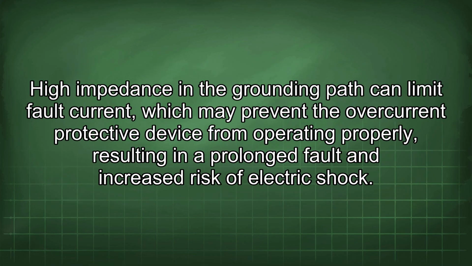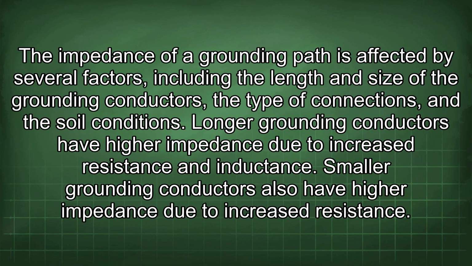High impedance in the grounding path can limit fault current, which may prevent the overcurrent protective device from operating properly, resulting in a prolonged fault and increased risk of electric shock. The impedance of a grounding path is affected by several factors, including the length and size of the grounding conductors, the type of connections, and the soil conditions.